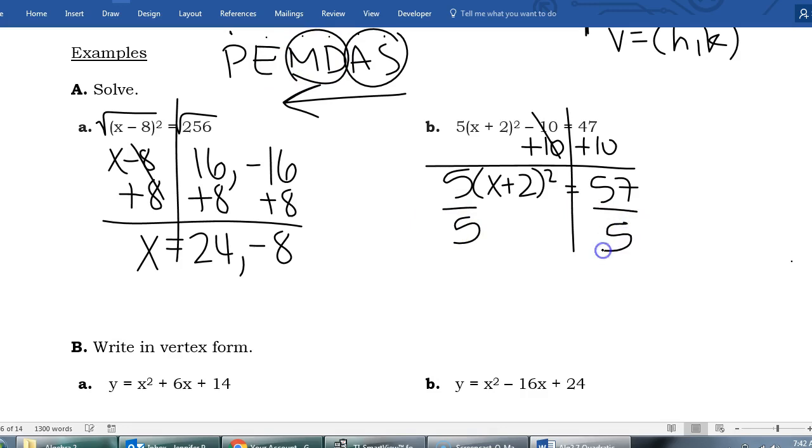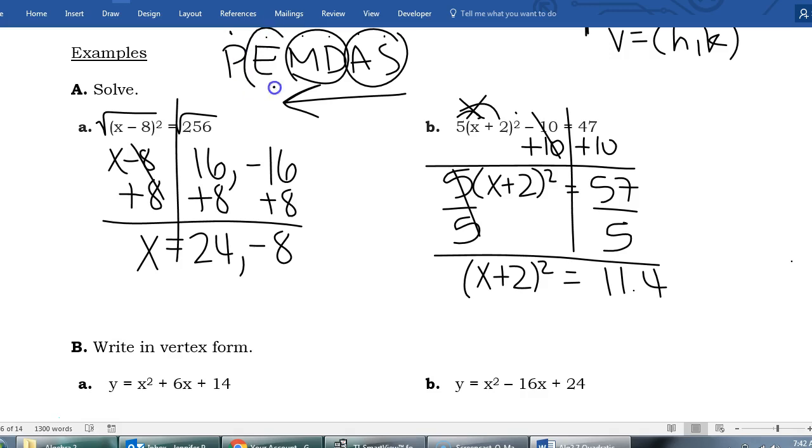And this is probably the number one spot that I actually see people get it wrong, because what they want to do is distribute. You cannot distribute this 5 into this equation. The power of 2 in PEMDAS is stronger than the multiply. Because this power 2 is here, you cannot do this. It is not allowed. So we're going to get rid of the 5 by dividing. That leaves us with x plus 2 squared, and that is 11.4.